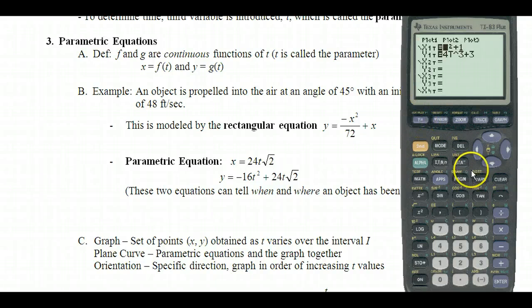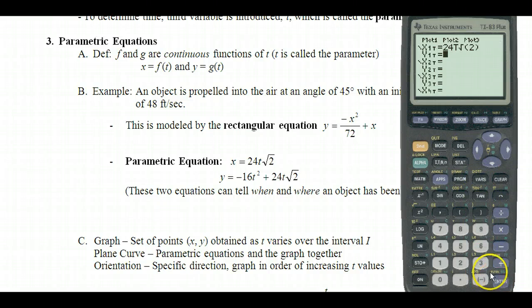And now if I want to graph, when I go to y equals, you will see that you have x sub 1, y sub 1, because a parametric equation has to have the x and the y. And then if you want to graph two parametric equations, that's fine. There's x sub 2, y sub 2, x sub 3, y sub 3, etc. So if I want to graph this now, I have 24. And when you press your variable key, because it's parametric, it's going to put a t in there instead of our typical x. So 24t times the square root of 2.